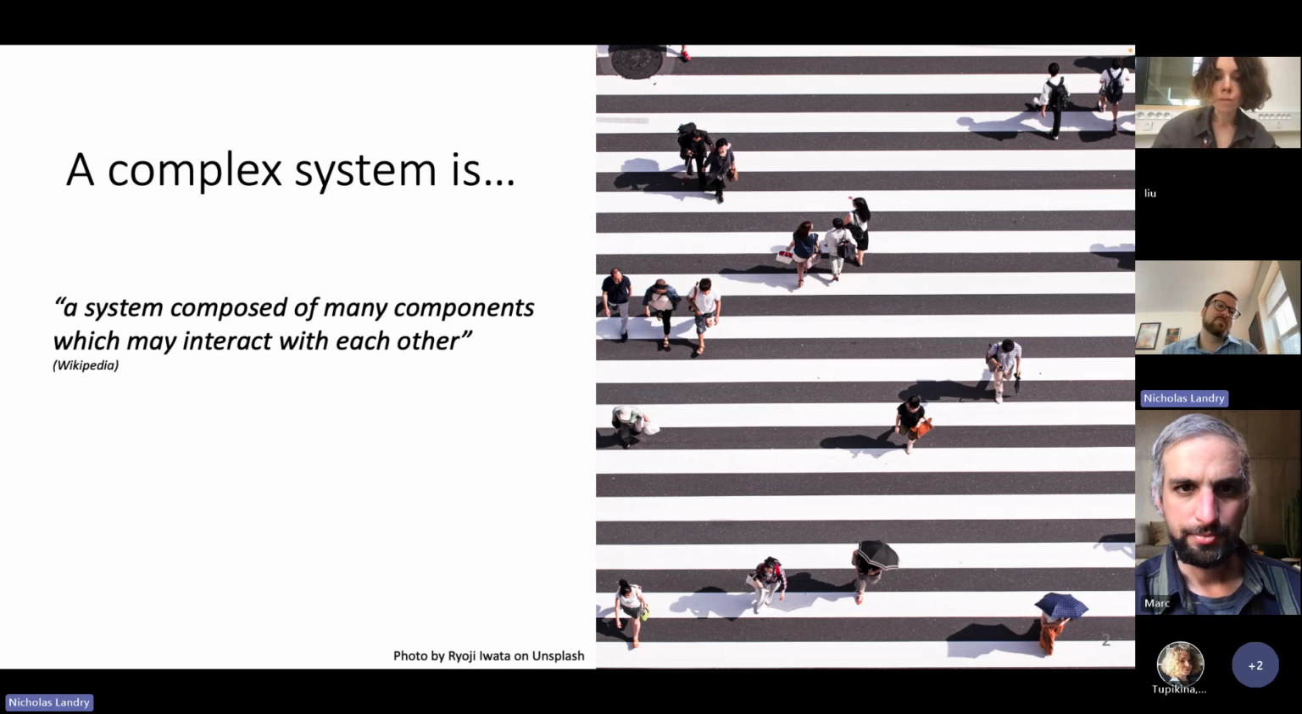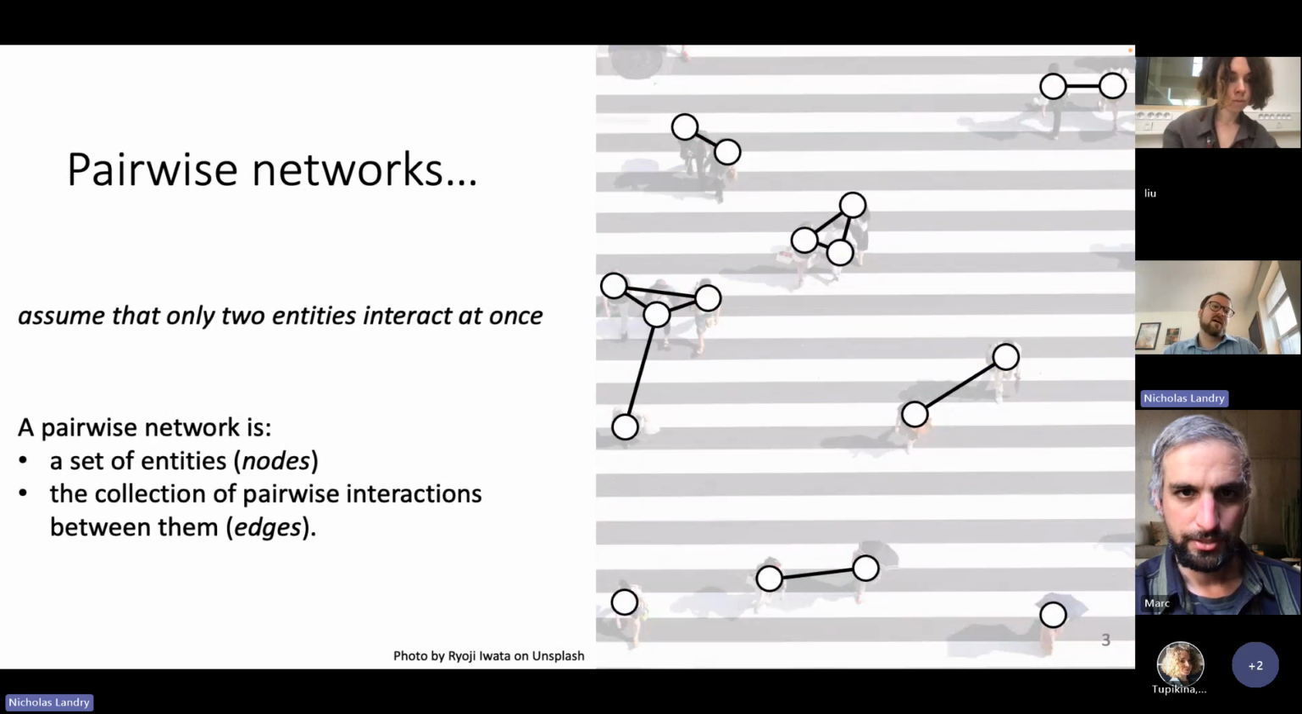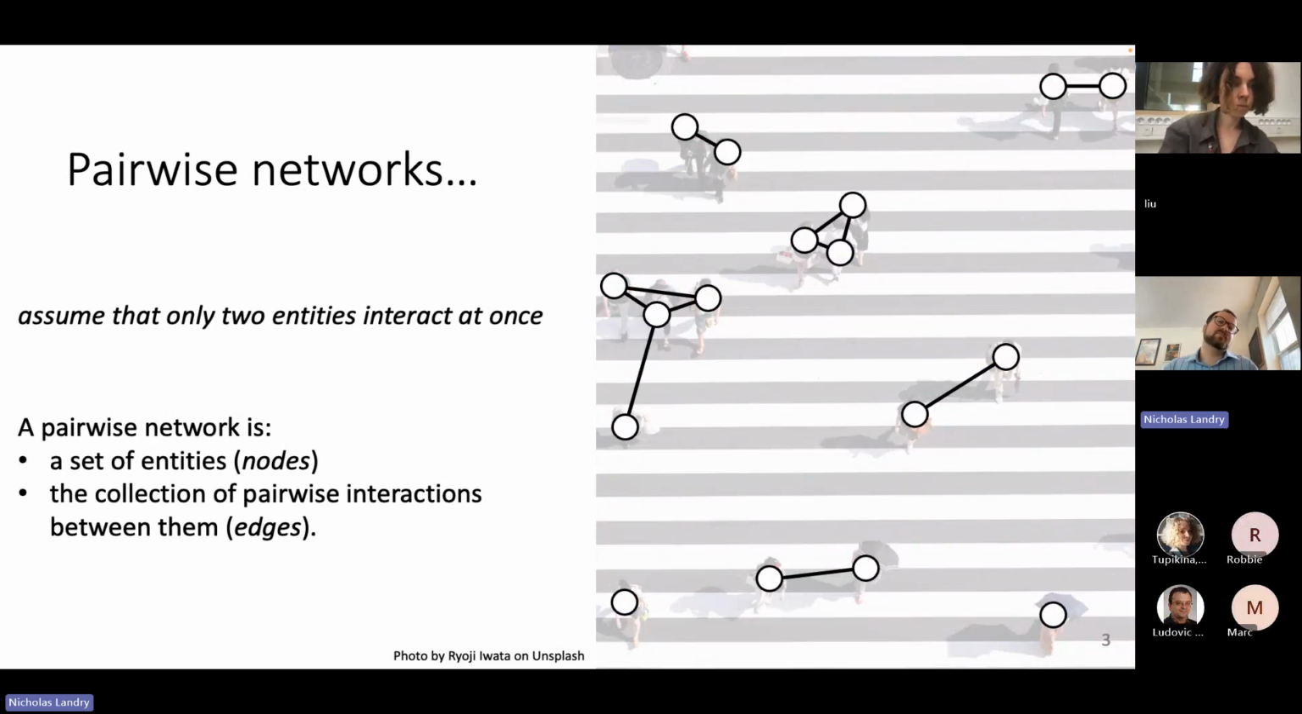I start from complex systems, where it's just super general: a system that's composed of many components, and they've got interactions between each other. Because this is so general, we need to make certain choices on how we represent complex systems. And of course, many of you are familiar with pairwise networks, where we make the assumption that two entities in the system interact at once, and we get these nodes and edges.